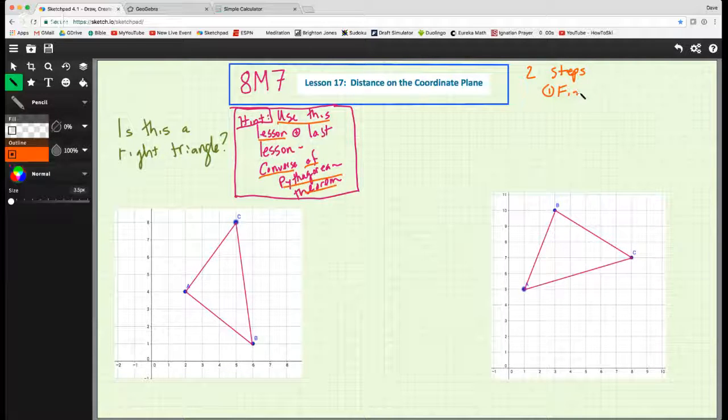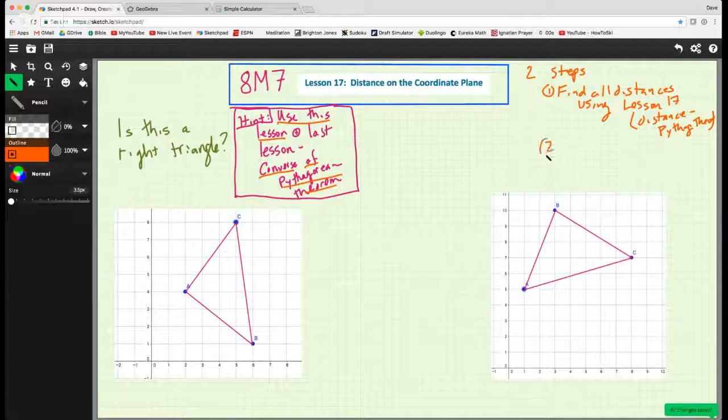First, we're going to find all distances using lesson 17, which is our distance formula, which is really the Pythagorean theorem. And then secondly, we're going to use the converse of the Pythagorean theorem to see if we have a right triangle.